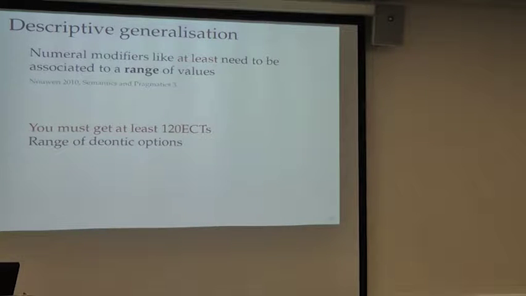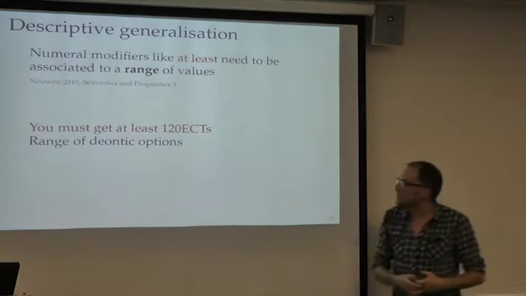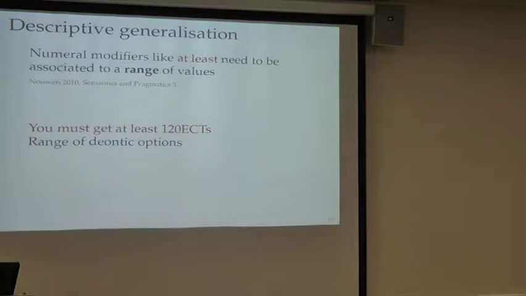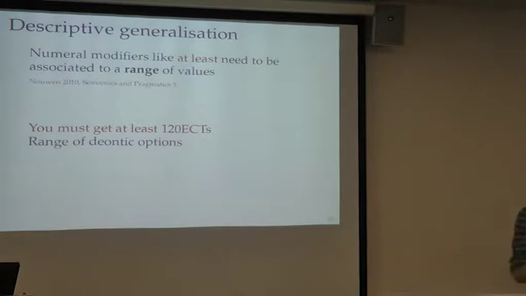You must get at least 120 ECTS. Here you have a deontic range. So here you've got a deontic modal must, and that deontic modal will give you all the options. So the lowest possible option is 120, but there are also other options. So if you get 122 credits, that's also fine, and you also pass. But if you get 119, that's not good enough. Yeah? So here the range is deontic in nature.